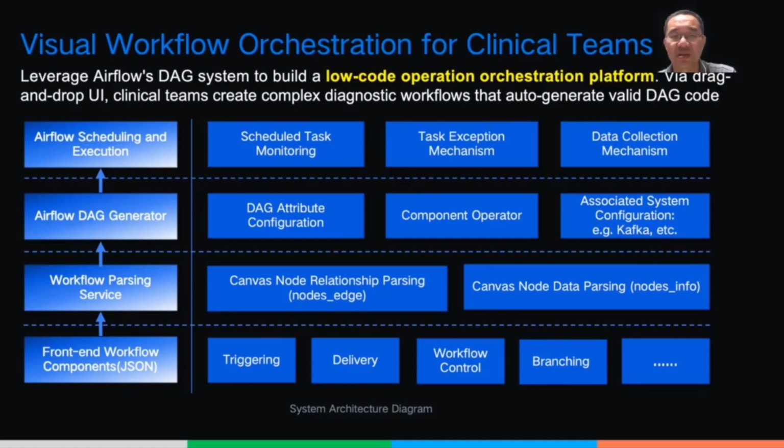Next, the workflow creating service. The service takes the user's visual design and translates it into a structured blueprint, which is stored in the database as a JSON string. Then the DAG generator. This is the engine in the back end. It reads the JSON blueprint, interprets it, and converts it into ready-to-run Python code that Airflow understands.